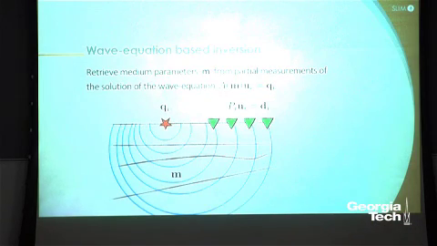Now, what we are really doing is basically using a wave equation that is parameterized by m. Think of m as the speed with which waves propagate in the Earth.